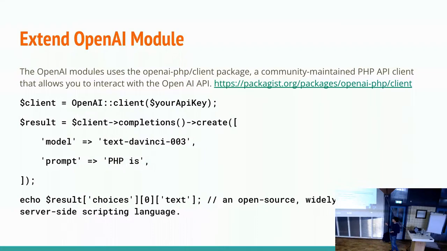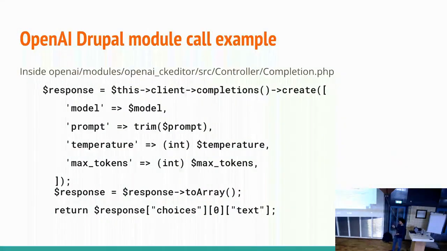So an example in the CKEditor module. So we have again the client, completion, and create. In this case, we pass the model that comes from the configuration we added in the CKEditor. The prompt is coming from what we saw in the form, and temperature and max token come again from the settings that we have. We turn it into an array, then again choices, first item in the array, and then the text will contain the response.